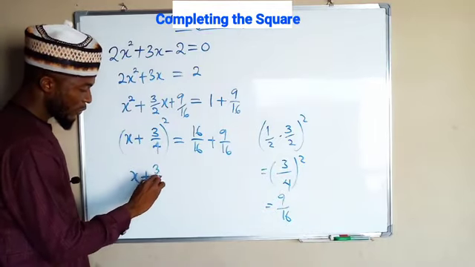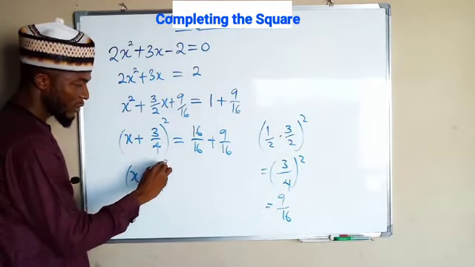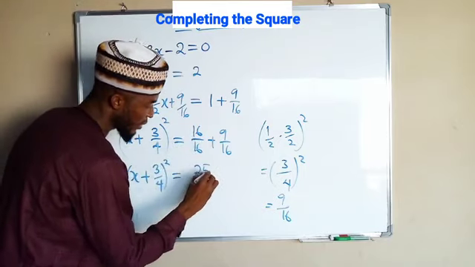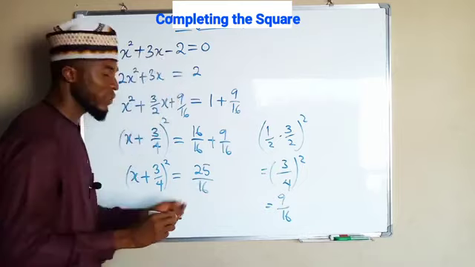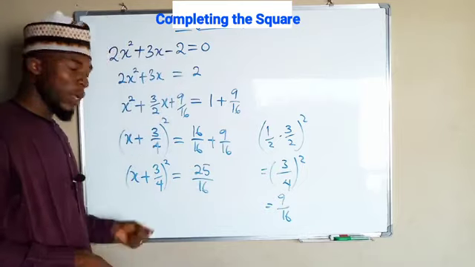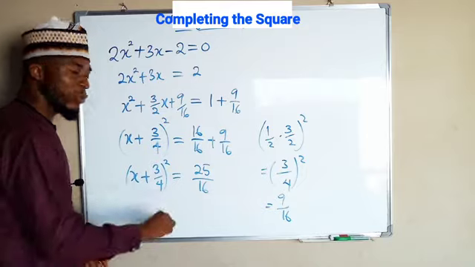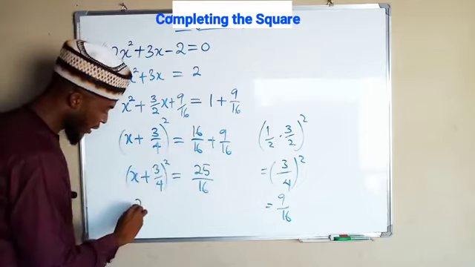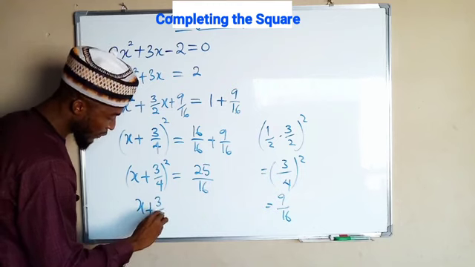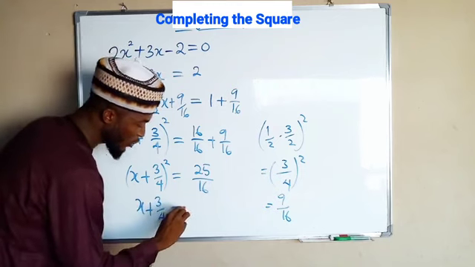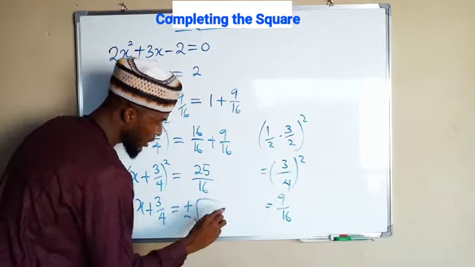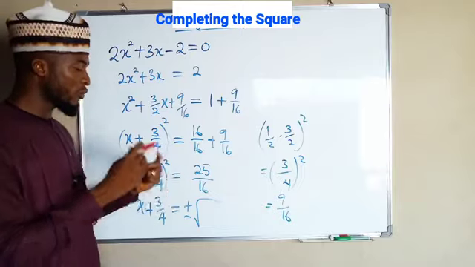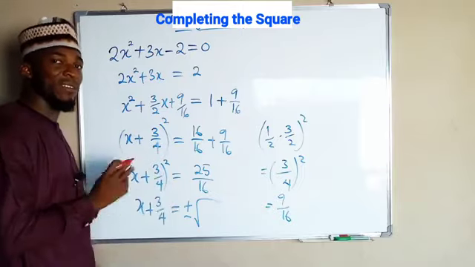x plus 3 over 4 from the left hand side, all squared, is equal to 16 plus 9, which is 25, divided by 16 because they have a common denominator. Now to get rid of this square, we are going to take the square root of both sides. Taking the square root of the left hand side will cancel this square, leaving x plus 3 over 4. And to the right hand side, we are going to attach plus or minus because we are introducing a square root to a number that doesn't have a square root in an equation from the left hand side to the right hand side.